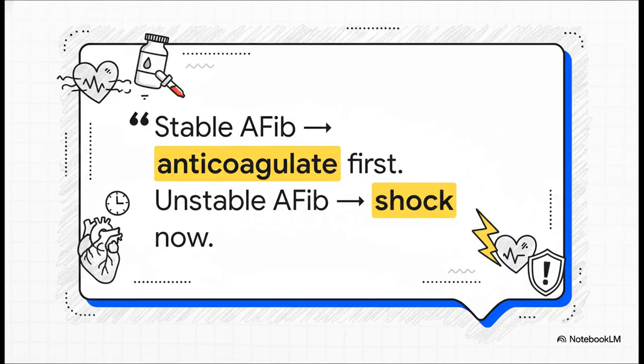And this brings us to a major NCLEX logic point. If a patient with AFib is stable, the priority is to get them on blood thinners for a few weeks before you do an elective cardioversion. That prevents a stroke. But if that same patient is unstable, hypotensive, having chest pain, you don't wait. The instability is the immediate threat. You shock now and you worry about anticoagulation after they're stable.